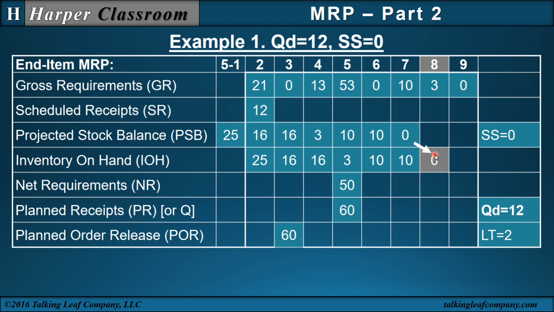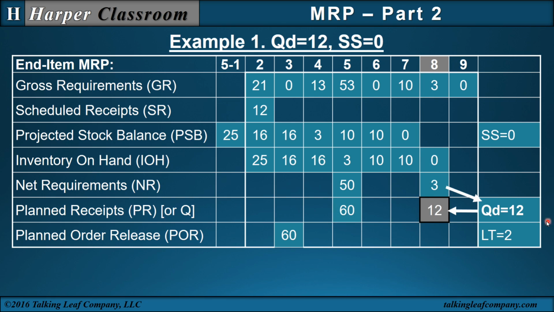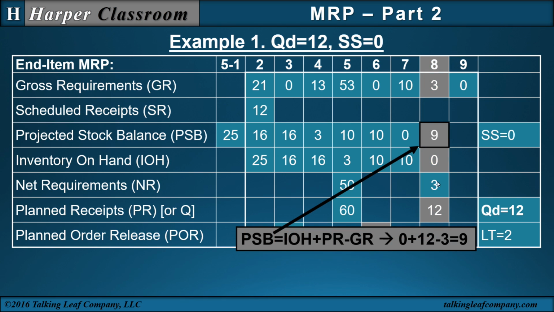Now I have 0 inventory on hand, but I have a gross requirement of 3. That will generate a net requirement. I compare that net requirement with my lot size discipline, and I can only order in fixed lot sizes of 12. Since my net requirement is 3, then my lot size becomes 12. Compare that with my lead time. I come back to and have a planned order release of 12, which would generate a planned receipt of 12. My projected stock balance is my inventory on hand plus my receipts minus my requirements equals my balance of 9. There's the equation, there's the calculations.